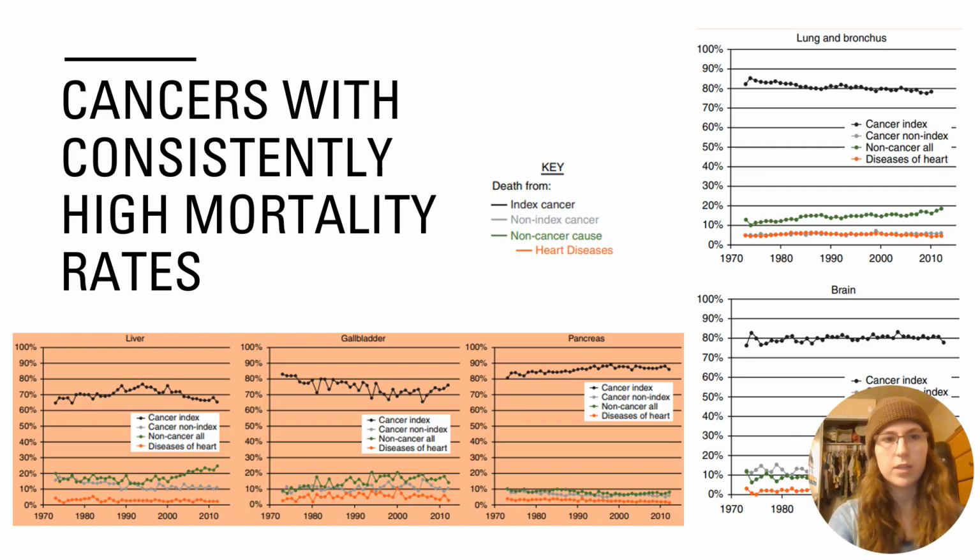And then some of the cancers that have consistently high mortality rates and less progress made, namely liver, gallbladder, pancreas, lung, brain. With those, we don't really see an increase of the non-cancer deaths along with that. Everything else is pretty stagnant. Sorry, my face is blocking the bottom one, but all of the lines on the bottom are pretty straight down there. It's mostly just the index cancer itself that's causing the death there.